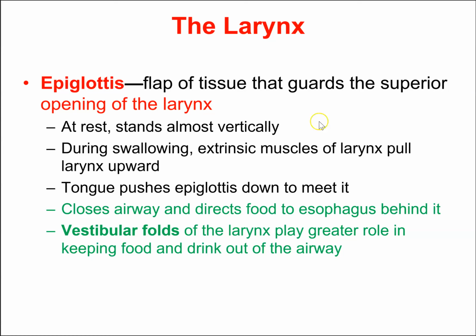Okay, so the epiglottis is the flap that we talked about. It keeps the food from entering the windpipe, and it helps in swallowing. The tongue pushes down the epiglottis when we swallow, and it shuts the epiglottis closed. If you have ever observed, you cannot gulp and breathe at the same time because it closes the airway when we gulp down food. And the epiglottis consists of a lot of folds, which play a big role in keeping the food and drink out of the airway.